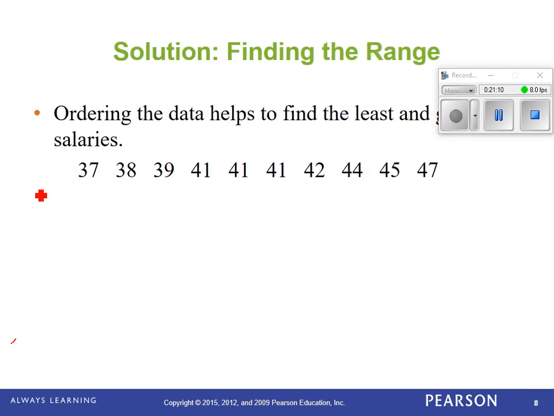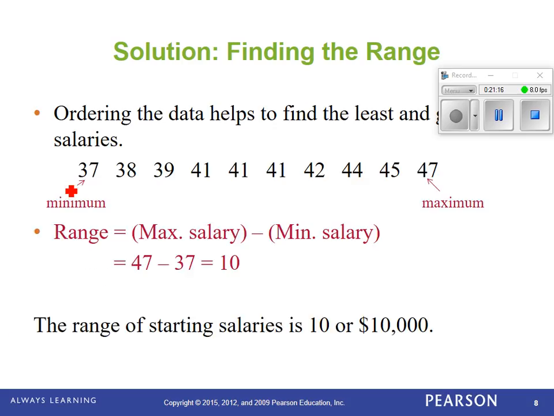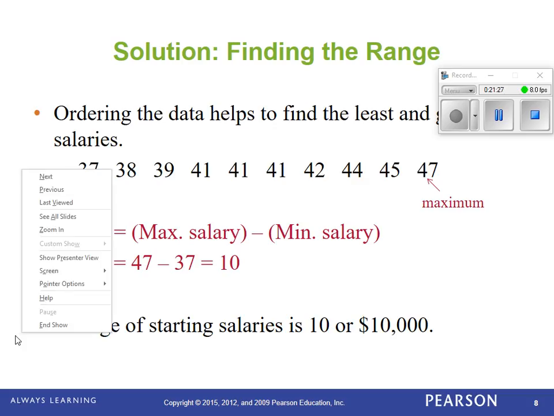Lowest is 37,000. The highest is 47,000. What's the range going to be? 10,000. So $10,000. That's the range: lowest starting salary compared to the highest starting salary.